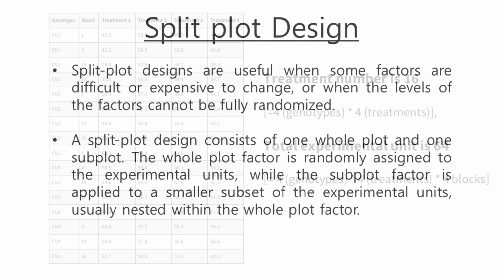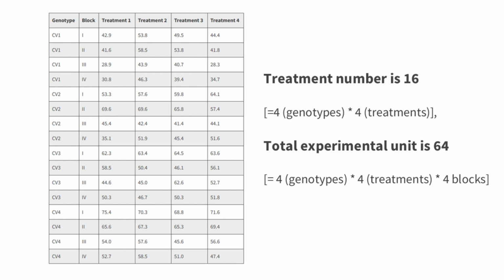Here is an example dataset. This is grain yield data for 4 different genotypes subjected to 4 different treatments. There are 2 factors, genotypes and treatments, each with 4 replicates arranged as blocks. If you're a researcher, how would you set up the experimental design?